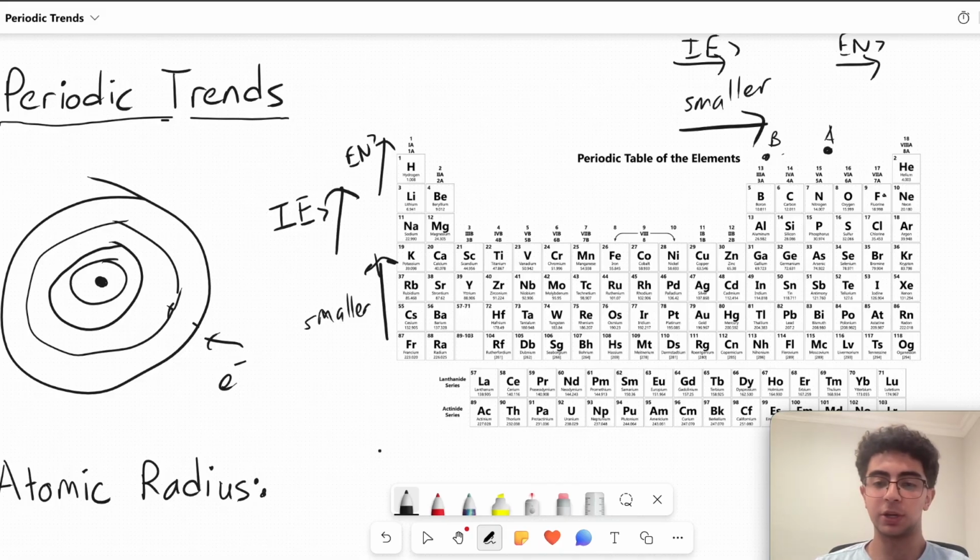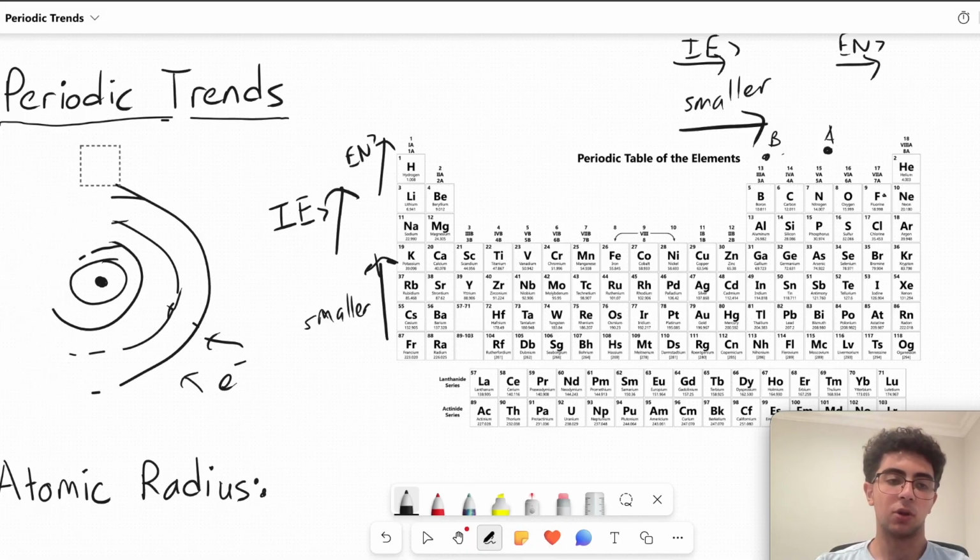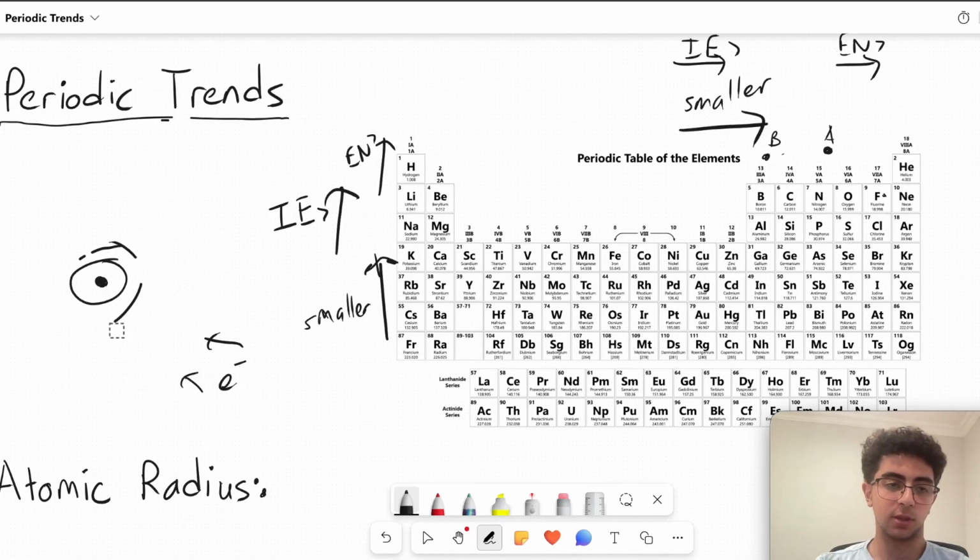So something that's bigger is going to release very little energy when an electron is added, because this is barely going to release energy. The positive charge is so far, it doesn't even notice this electron being added. Whereas if you have something much smaller, this is going to release a lot of energy. I mean, the positive charge in the nucleus is right there. It's going to be like, I don't like this. I'm going to release a lot of energy. So that's what electron affinity is.